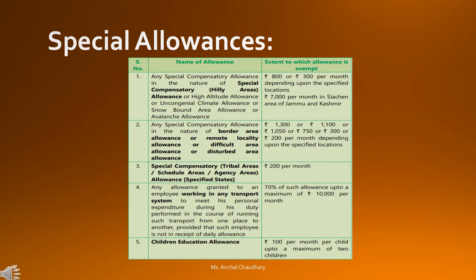Next is your special allowances. These are the special allowances in which you will get some exemption under the head income from salary. First is your special compensatory allowance for hilly areas. So you will get 800 rupees or 300 rupees per month depending upon the specified locations, and rupees 7,000 per month in Siachen area of Jammu and Kashmir. Next, special compensatory allowances, in which case rupees 1,300 or 1,100 or rupees 1,050 or 750, rupees 300 or 200 per month depending upon the specified locations. For border area allowances you will get the exemption up to rupees 1,300 per month. For remote locality it's rupees 1,100 per month.